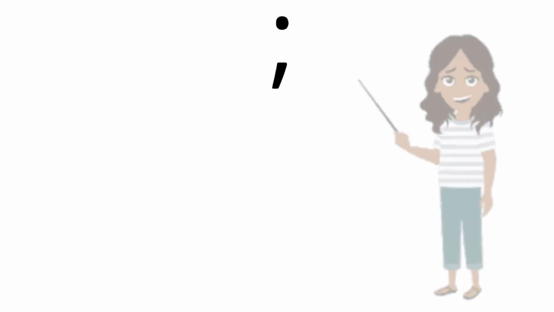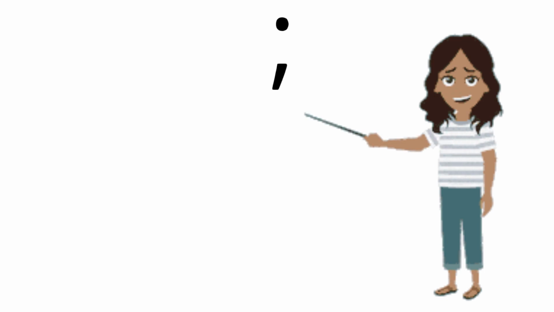A semicolon is a dot with a comma underneath it. Like a colon, it has a few different uses, but one of its uses is to separate long phrases or clauses in a list to make it easier to read. Unlike a comma, you do need a semicolon before the last item in a list.